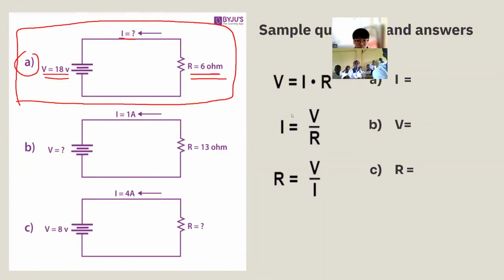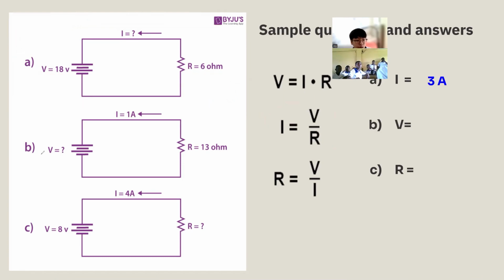We use this middle equation. I equals V over R. So 18 divided by 6 equals 3. Ampere is the unit. 3 ampere. And let's look at B, the second one.